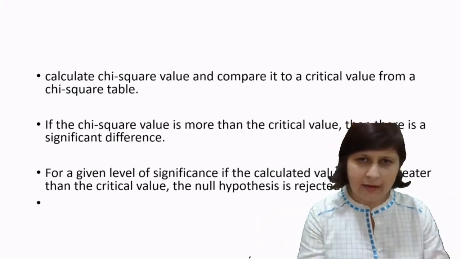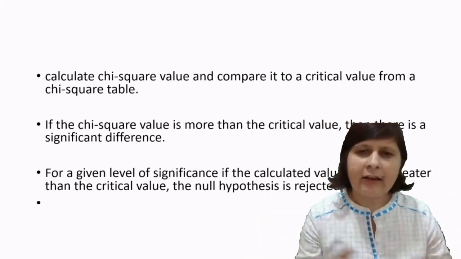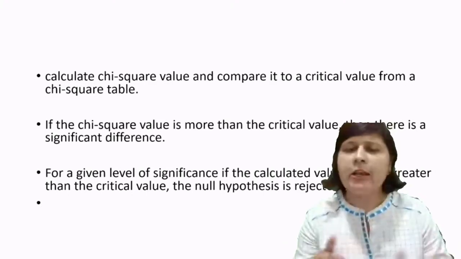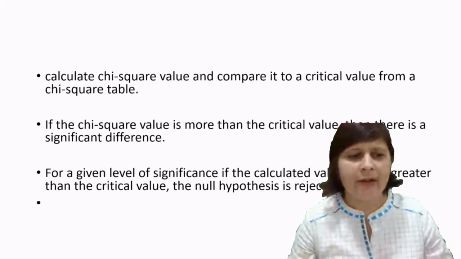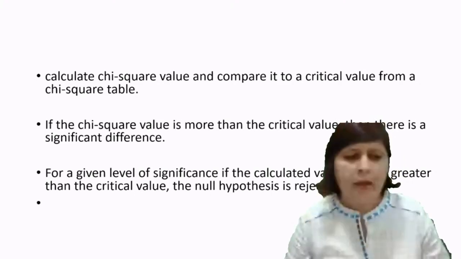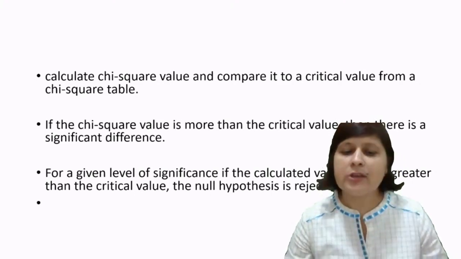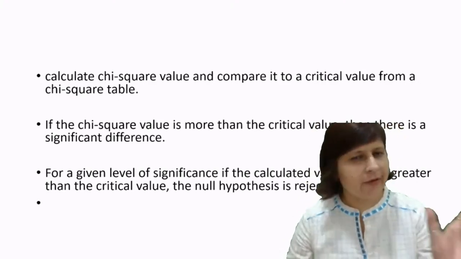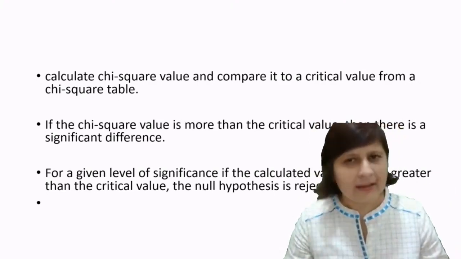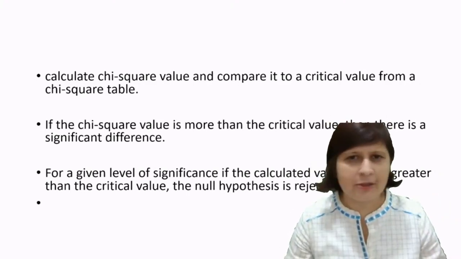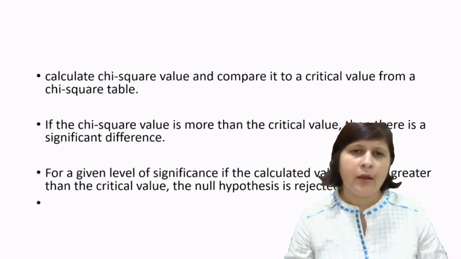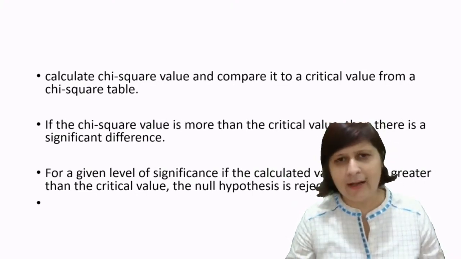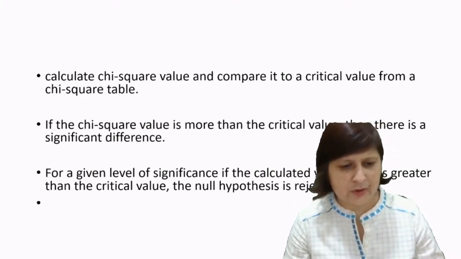to a critical value from a chi-square table. There is a chi-square table with a critical value for a defined degree of freedom, and we compare it to that. If the chi-square value is more than the critical value, then there is a significant difference, and the null hypothesis is rejected. If the chi-square value is less than the critical value, then there is no significant difference.